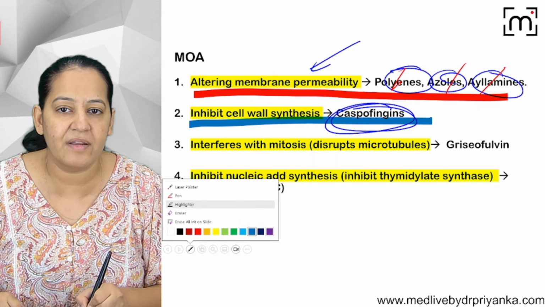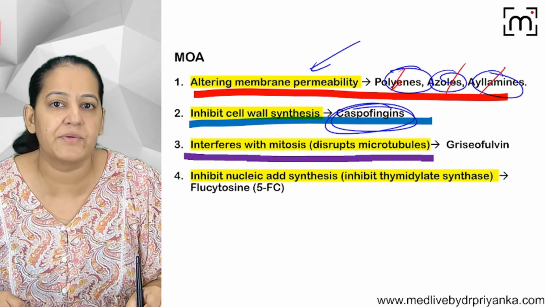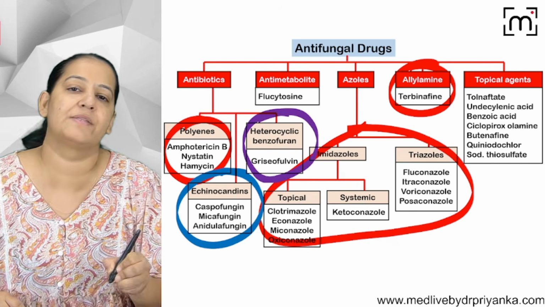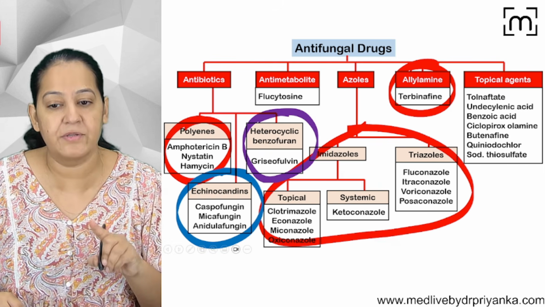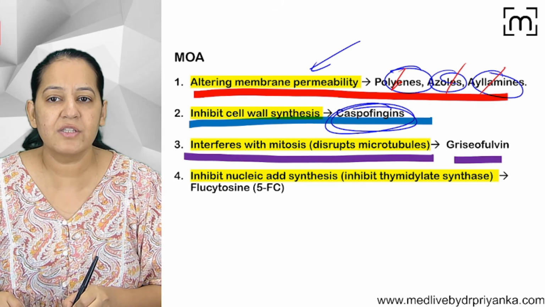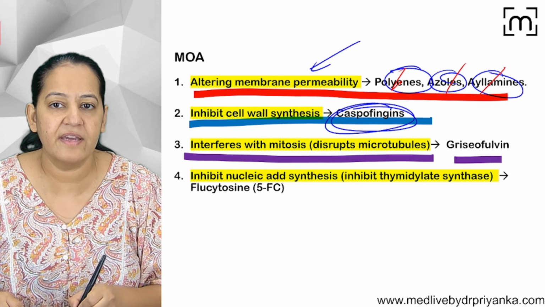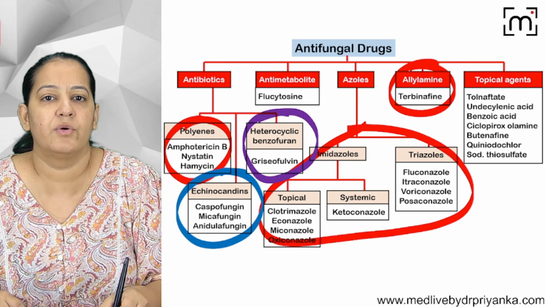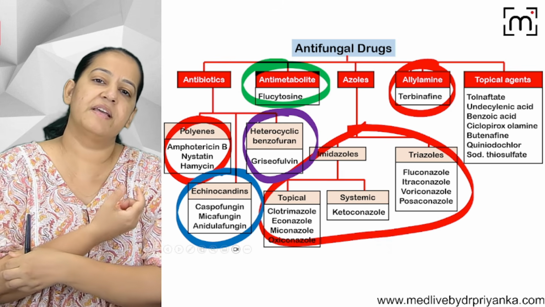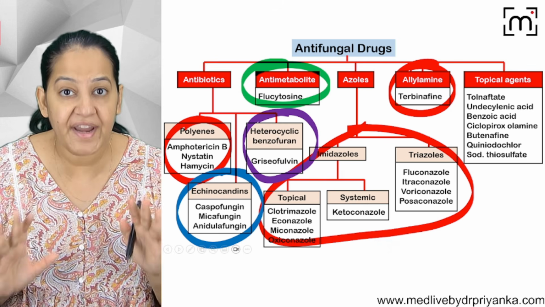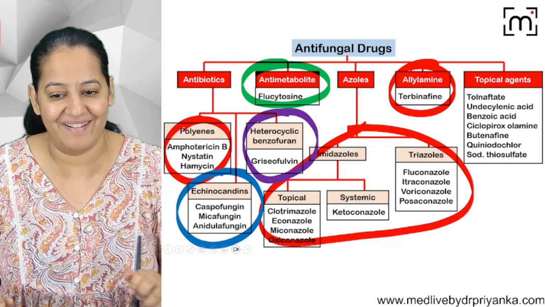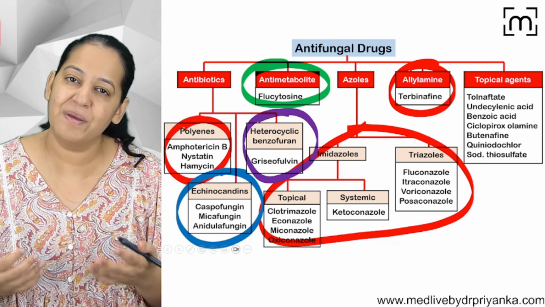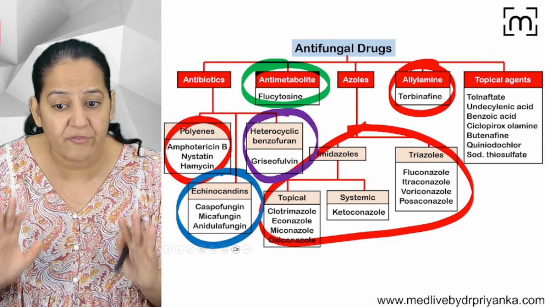The third one I am marking with purple color, which interferes with mitosis, is Griseofulvin. Where is Griseofulvin? You can see it is a heterocyclic benzofuran. So this one interferes with mitosis. And the last one is the one which inhibits nucleic acid synthesis, that is flucytosine. So appreciate the mechanism. Either you learn this classification based on chemical structure, or based on mechanism of action. However you learn, you have to learn this classification.